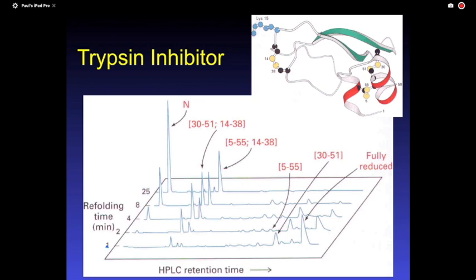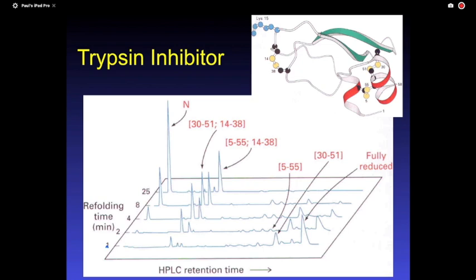I feel like that one would have to form before to fold the rest of the protein. To fold the rest of the protein, yeah. 3051 is connected to the alpha helix. 3051 has an alpha helix and a beta sheet. The 555 is between two alpha helices.